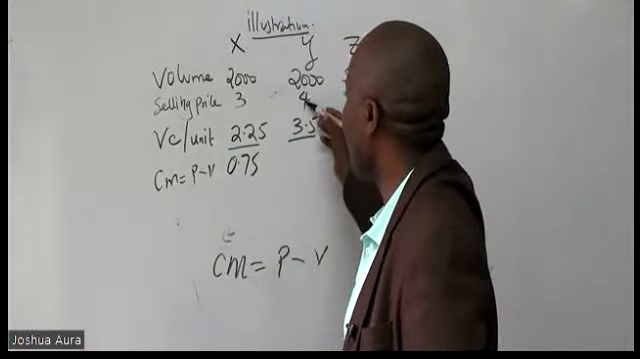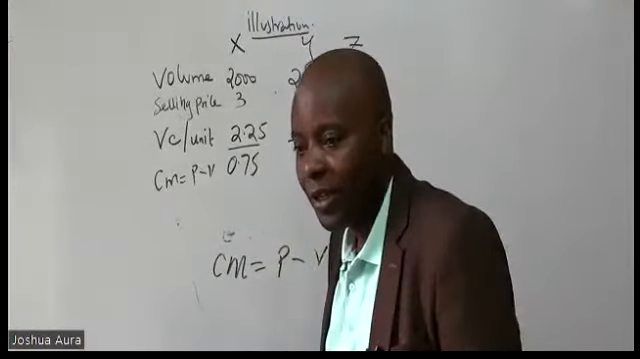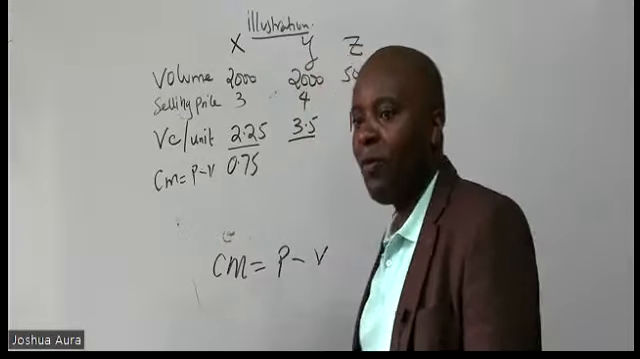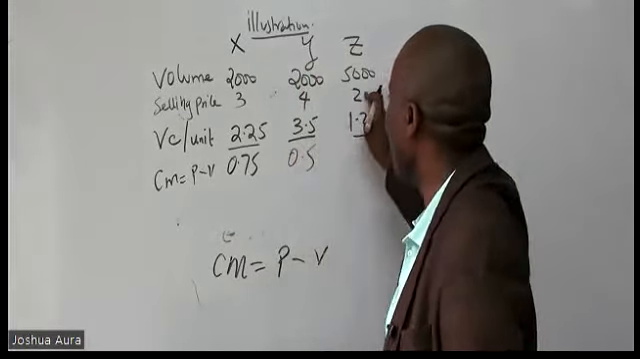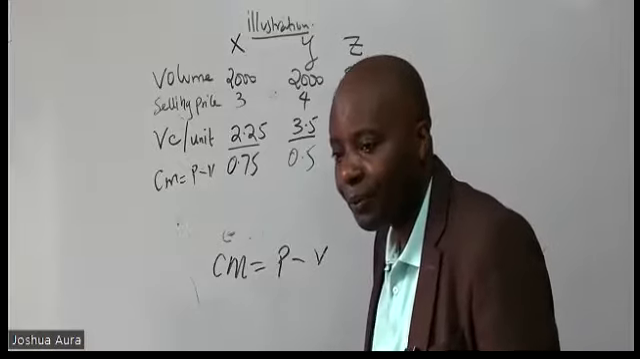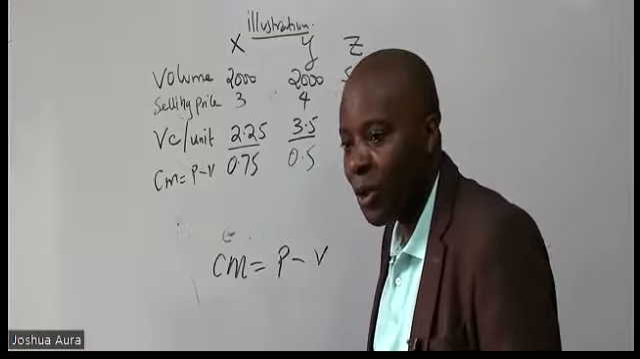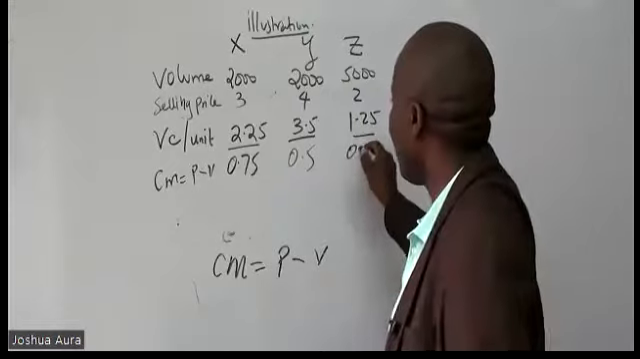The second one will be 4 minus 3.5. What do we have here, somebody? 0.5, thank you very much. And then lastly, you have 2 minus 1.25. That gives me 0.75.